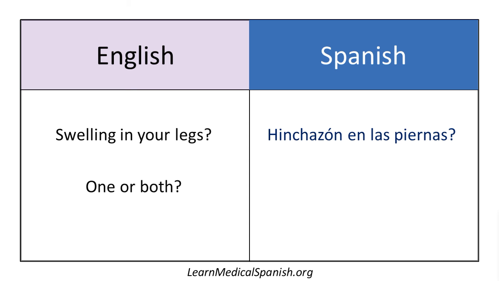One or both, meaning one leg or both legs. Una o las dos. So why did we say una instead of uno? Because it's describing the word pierna, which is feminine. So una pierna.